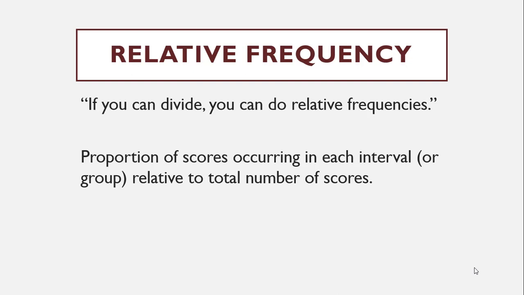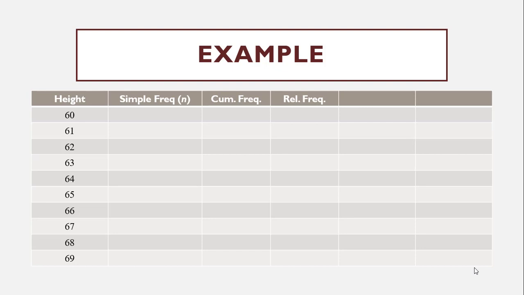With relative frequencies, my little saying is if you can divide, you can do relative frequencies. Really, with a relative frequency, we're looking at the proportions of scores that occur at each interval or within each group relative to the total number of scores. So if one person got a 98 and 20 people took the test, the relative frequency for 98 would be 1 divided by 20. It's the proportion of people who receive that score in relation to the entire number of people taking the test.